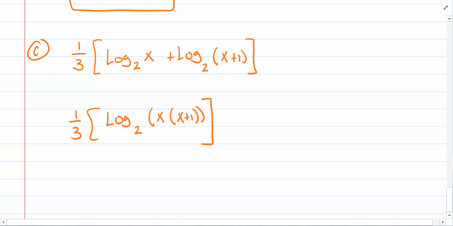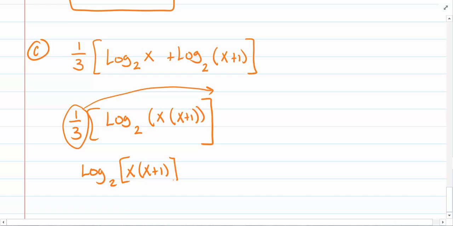Then where did that 1/3 come from? Power. Yeah, it came from the power, right? So this 1/3 came from the exponent on the logarithm. So I'm going to have log base 2 of x times x plus 1 all raised to the 1/3 power.